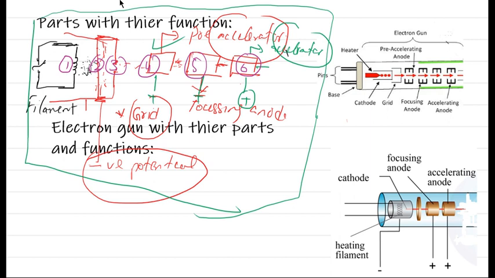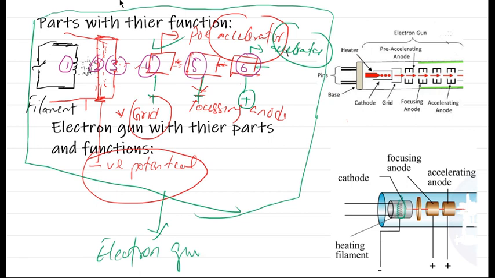The combination of all these six components forms one thing that is called the electron gun. Whatever functions I have discussed over here, the main purpose was that after the end of this third anode, we must have a proper and very fast moving electron beam. So this is the function of the electron gun.